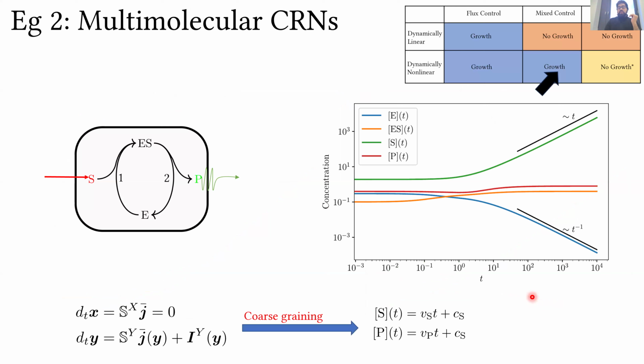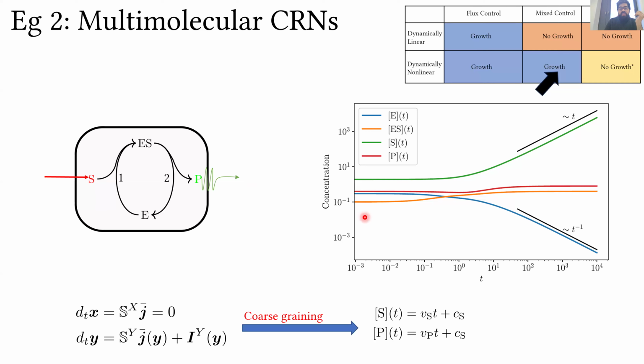But a very non-trivial growth mechanism can be seen in the second example. Here I will again use the Michaelis-Menten mechanism. This shows the same phenomenology that Francisco was showing, where I'm pushing in S and pulling out P.